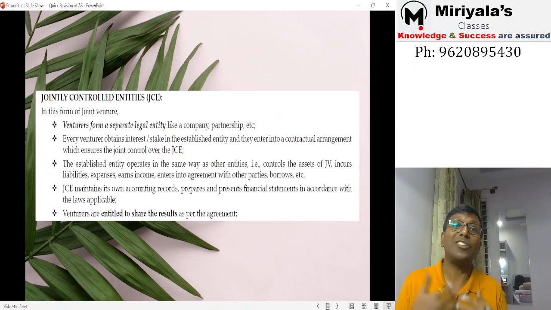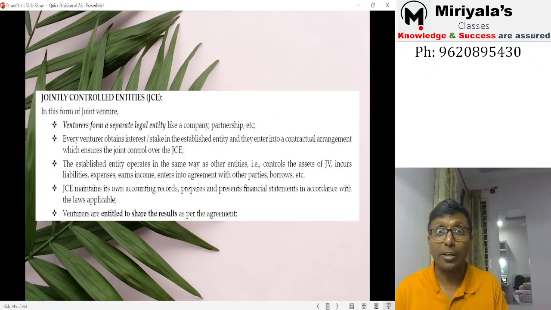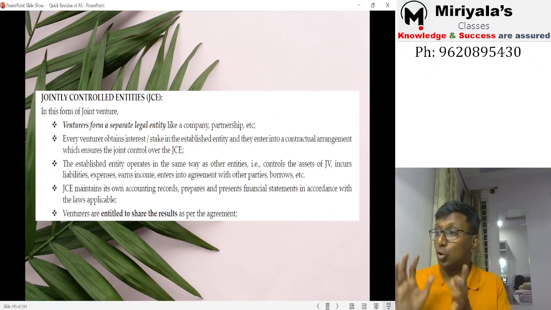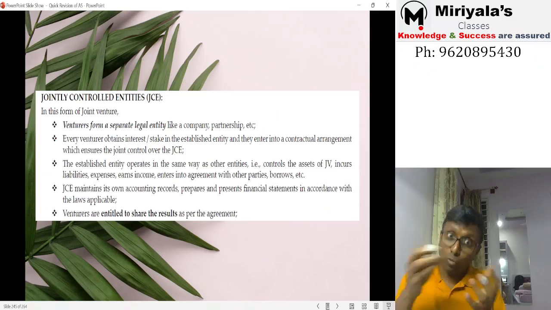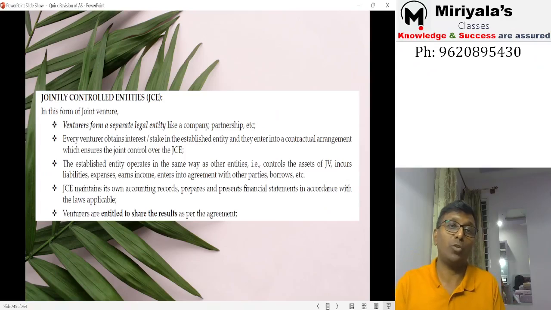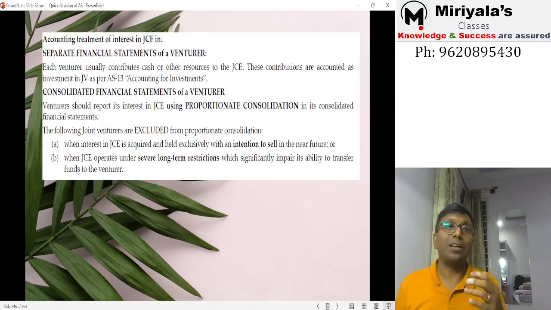You are supposed to consolidate. How do you consolidate? Are you controlling? No, accounting standard 21 is not applicable. How much is your stake? 50%. So 50% of the assets and liabilities of that company will be taken by me. I mean, you will do line by line consolidation, which I am explaining here. So you are supposed to consolidate, correct?